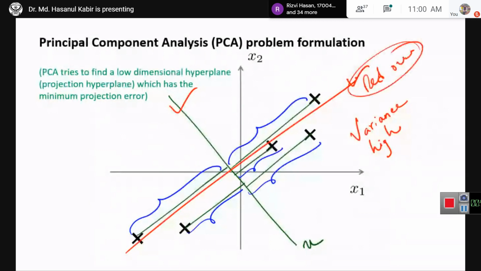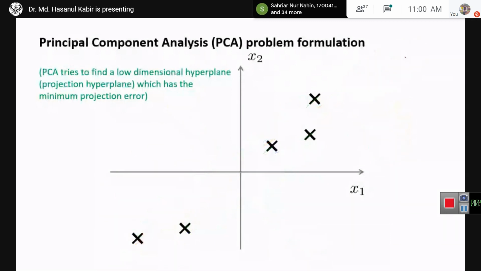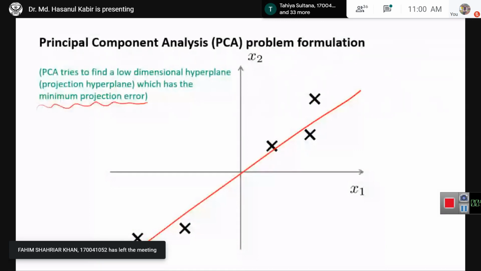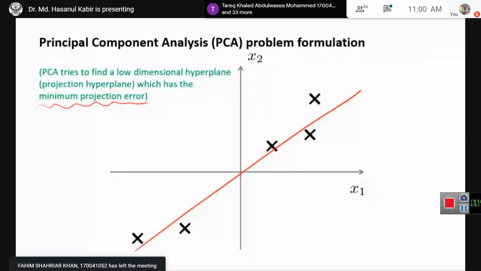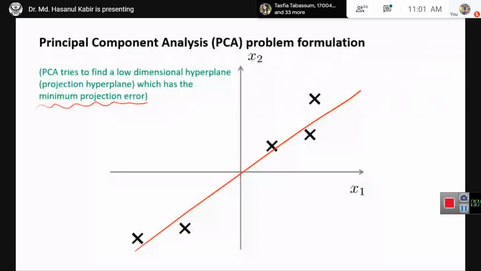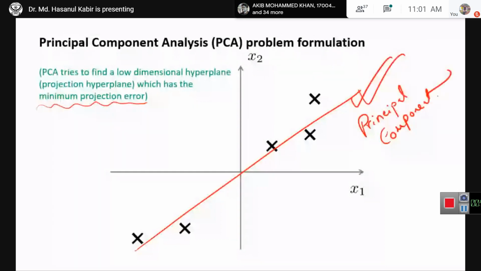So now if I look at what PCA tries to do, PCA tries to find that particular direction, that particular principal component, which will give you the minimum projection error. That means this is going to be your principal component. Is this understood? Yes, sir.